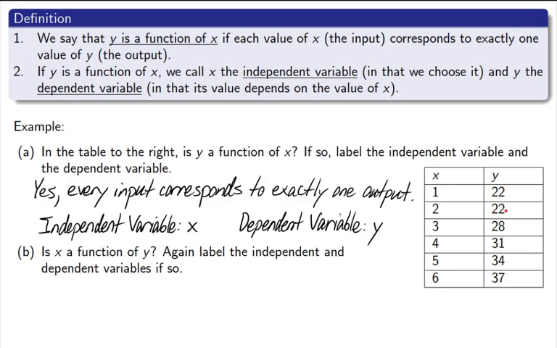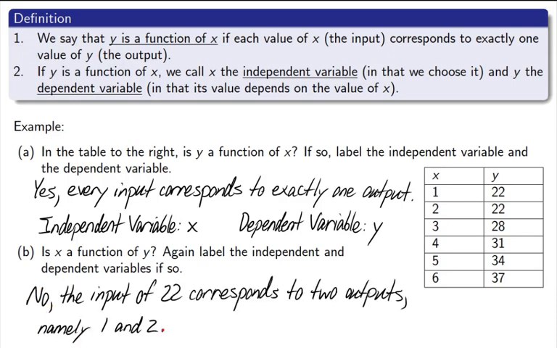So now here's what I was talking about and where this becomes a concern. Y is a function of x, yes. But to ask whether x is a function of y, no, it's not. If you were to take 22 as an input, you wouldn't know which output to pick. Would you pick 1 or would you pick 2? We don't know. So therefore, no. The input of 22 corresponds to two outputs, namely 1 and 2.